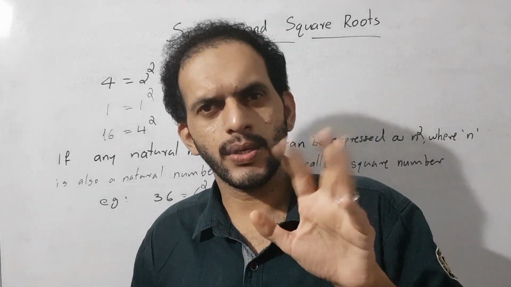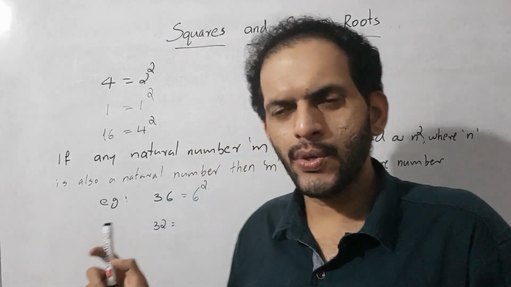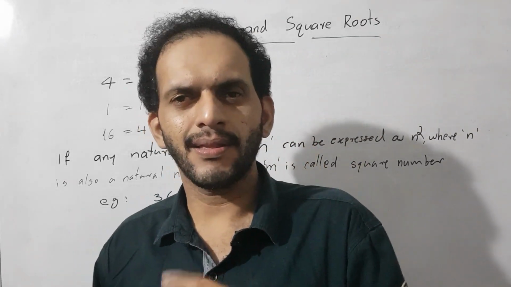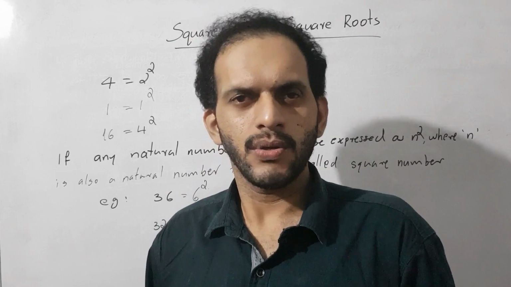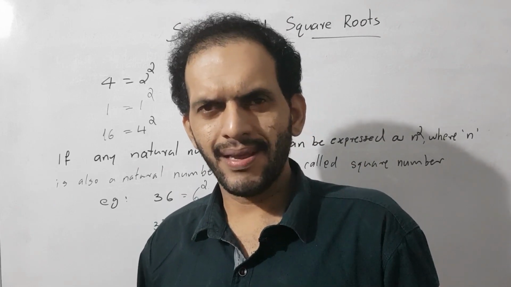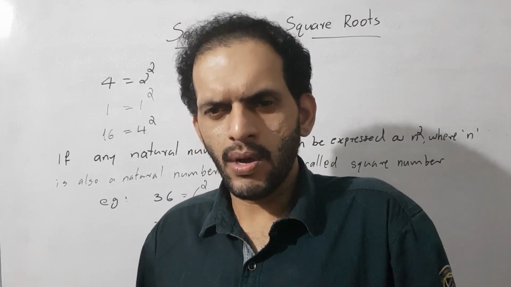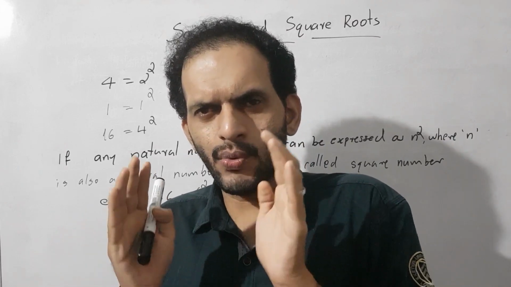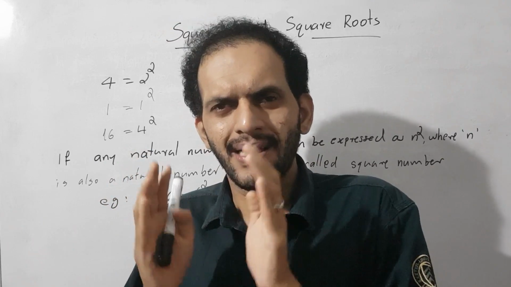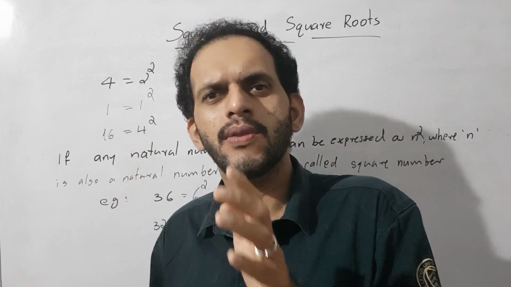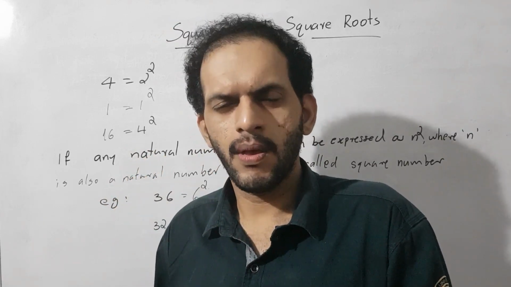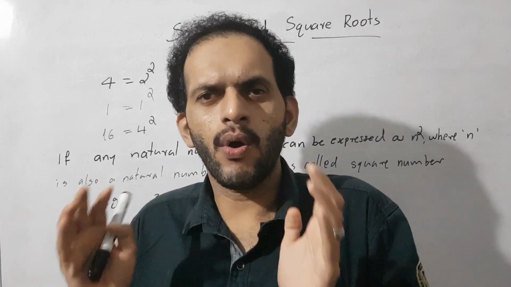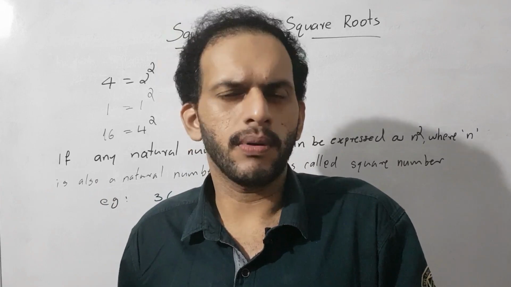Because 5 square is 25, and 32 is greater than 25, and 6 square is 36, and 32 is less than 36. So the number that we can write 32 as a square of lies between 5 and 6. But it's very clear, in between 5 and 6 we do not have any other natural number.